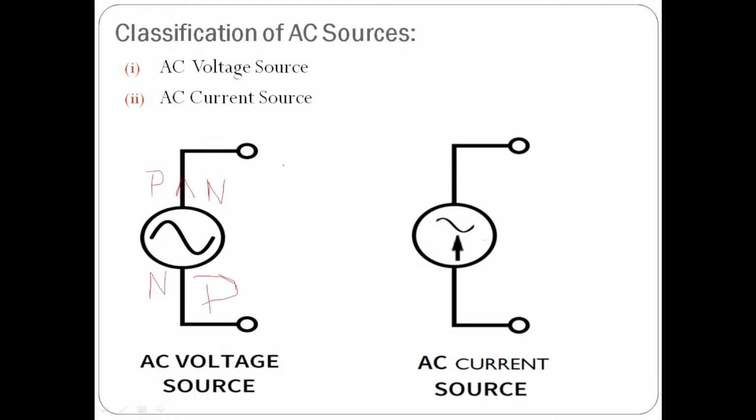You can't interchange them in DC. But in the case of AC, you can interchange the phase and neutral terminals. If two terminals are there, you can consider one terminal as phase and the other as neutral. P represents phase, P means phase, and N means neutral. So these are the symbolic representations of the AC voltage source and AC current source.